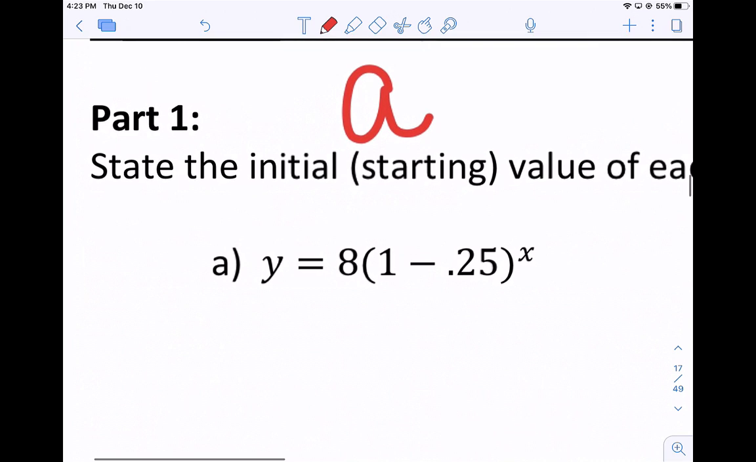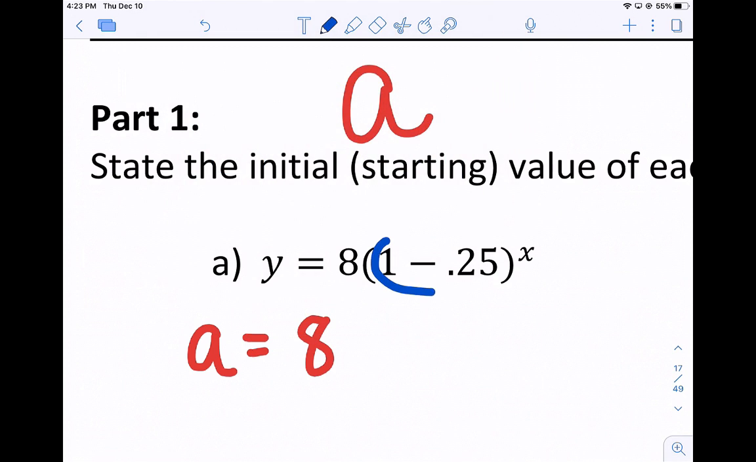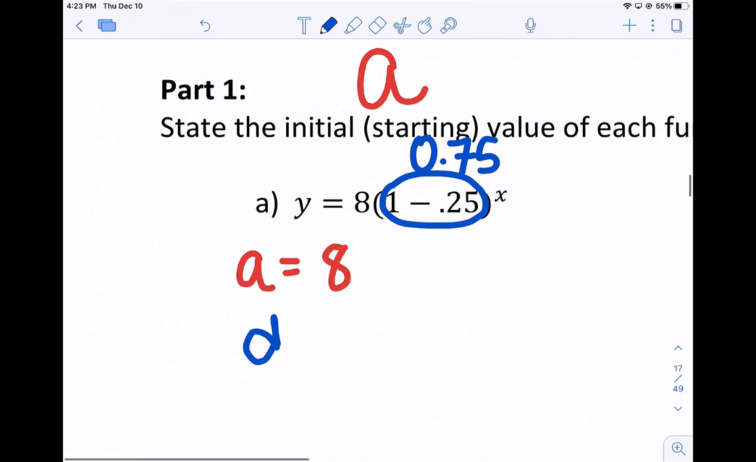So if you take a look at the first problem, our starting value is 8. And then if we take a look at growth or decay, we have to look at this number. Is it bigger than 1 or less than 1? Less than 1 is decay, bigger than 1 is growth. So this is like $1 minus a quarter, which is 75 cents. And that's less than 1. So if we're taking 75% of something every time, it's getting smaller. So this is an example of decay.